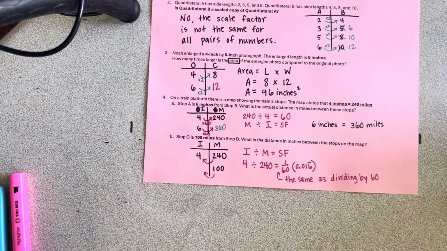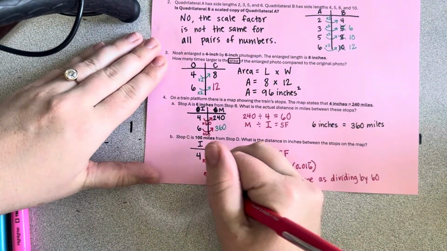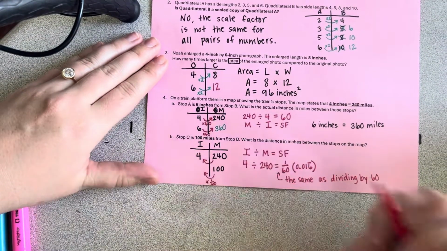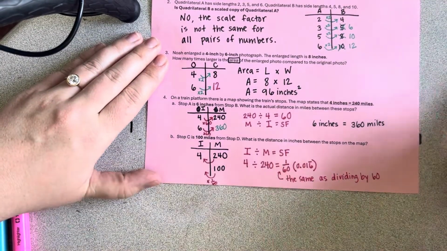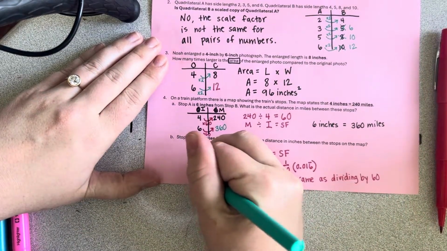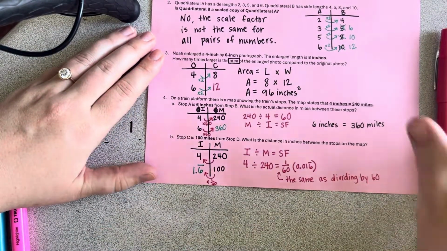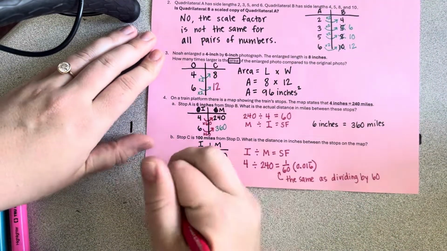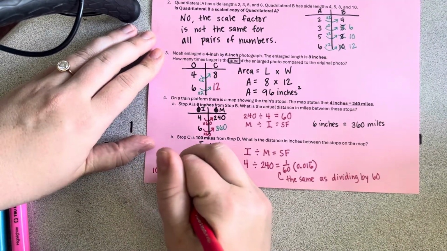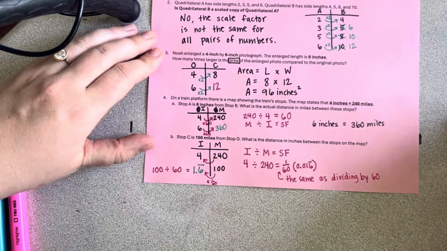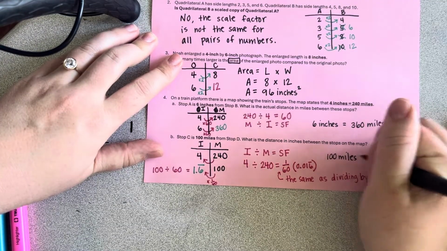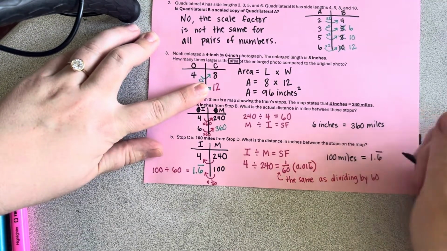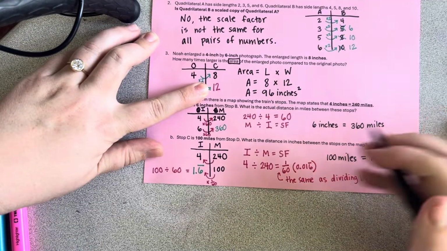So what I'm going to do is take 100 divided by 60, or what I'm going to write in my table is that it's multiplying by 1/60th, but I know that that's the same as dividing by 60. So 100 divided by 60 would give us 1.6 repeating. So that tells me that 100 miles equals 1.6 repeating inches.